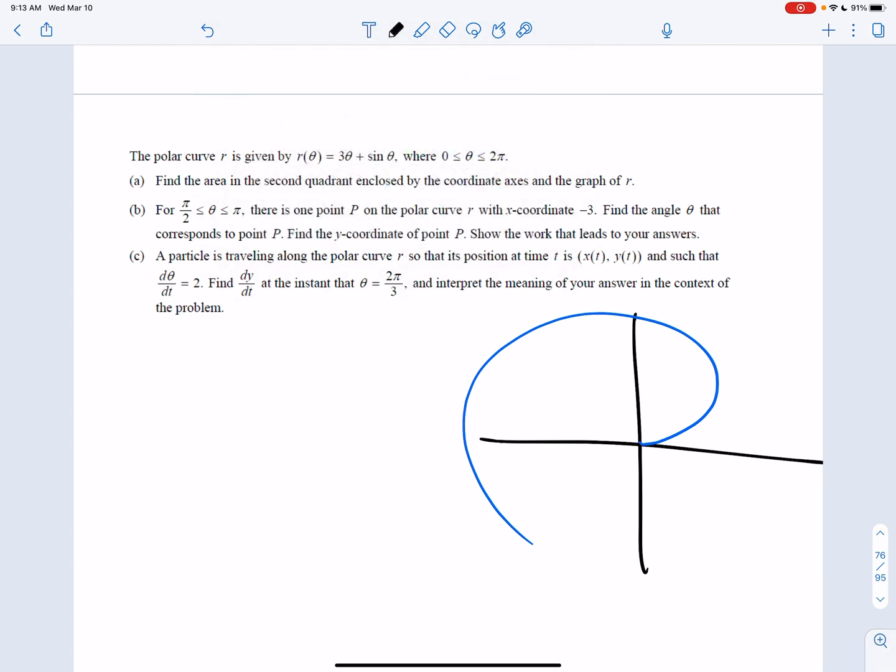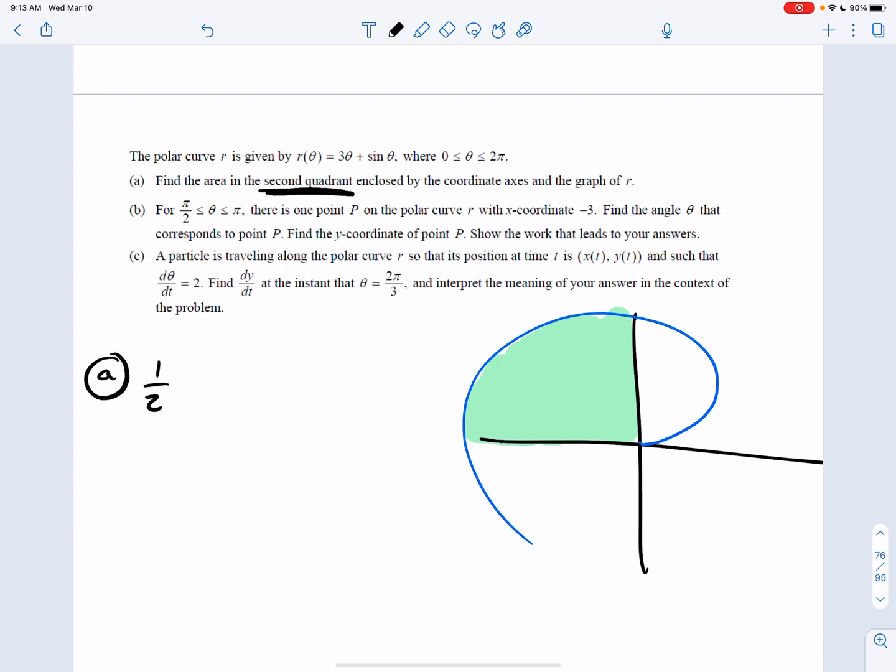But that's just to give you a visual, okay? So it says find the area in the second quadrant. So that means pretty much everything just here, by the coordinate axes and the graph of r. So that tells you a lot actually, because that tells you where you're starting and where you're stopping. So here we go, part A.